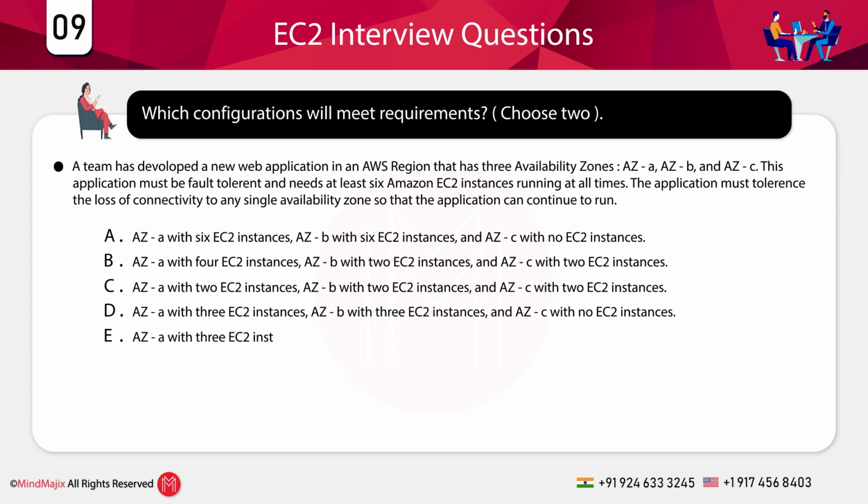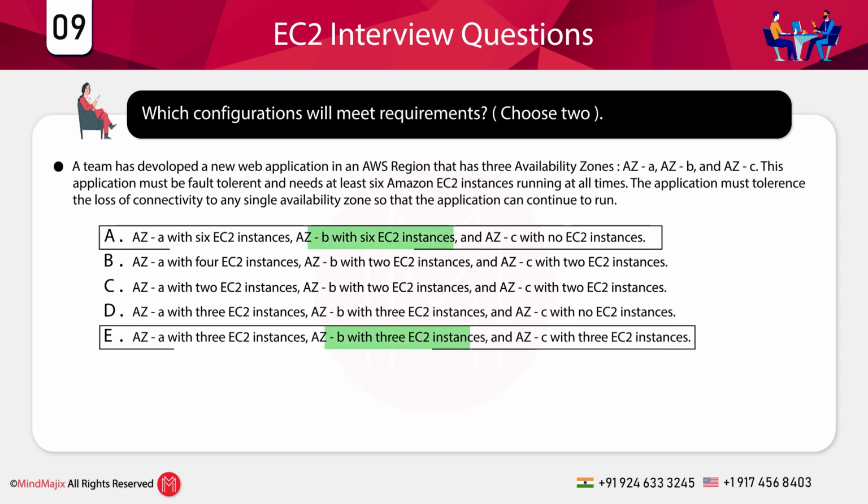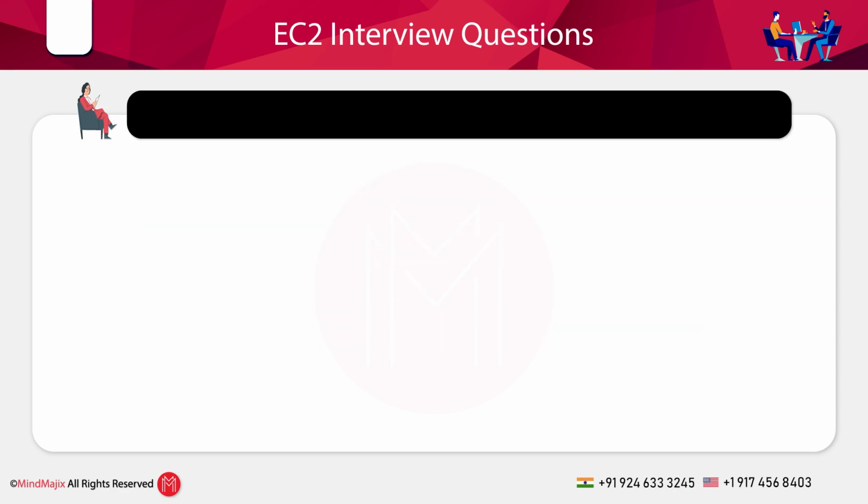E: A with 3 instances, B with 3 instances, C with 3 instances. If one availability zone is offline, we'll have 6 in total. So here the answer is A and E. As I said, it's not technical, rather it's a logical one. Let's see question number 10.